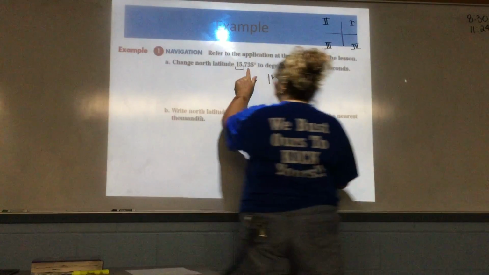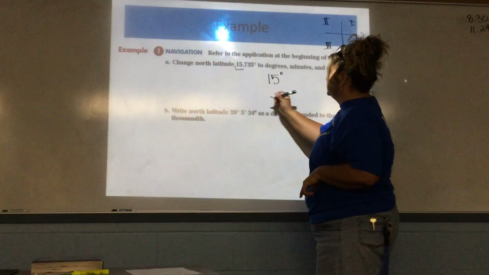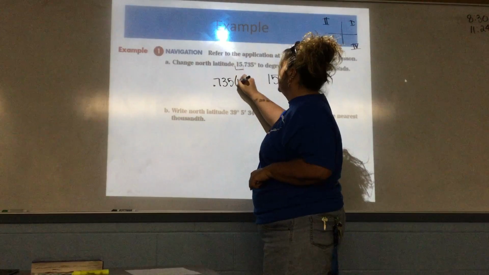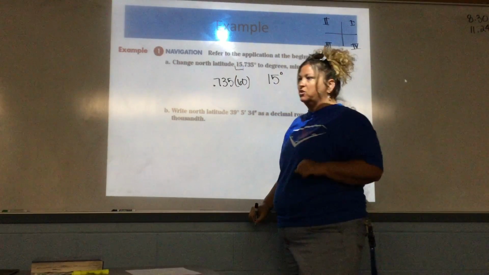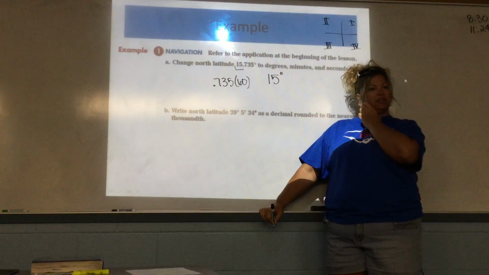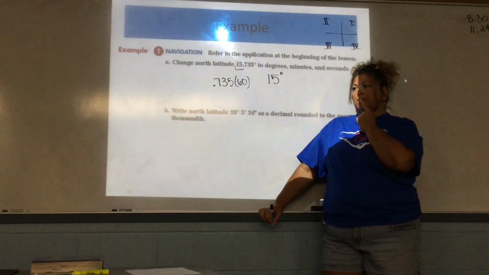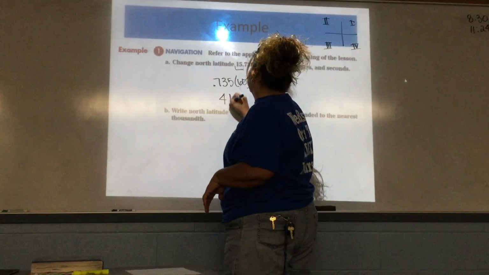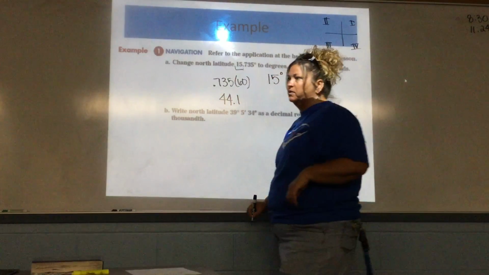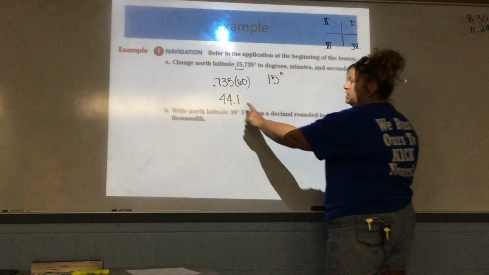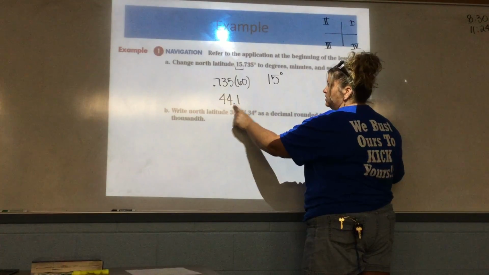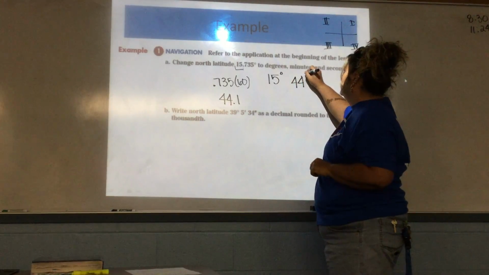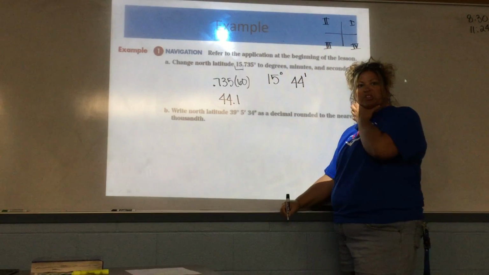Good. So to get the minutes, I'm going to take 0.735 times 60. And you'll have to tell me what you get. 44.1. Okay? Again, everything in front of the decimal is our minutes. So 44 minutes. We're just going to put the little hash mark.